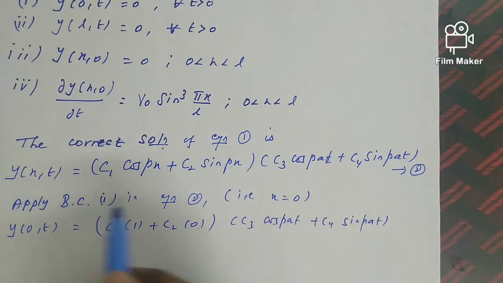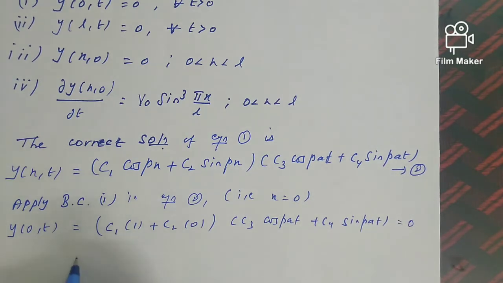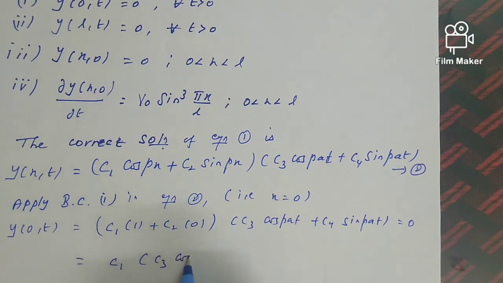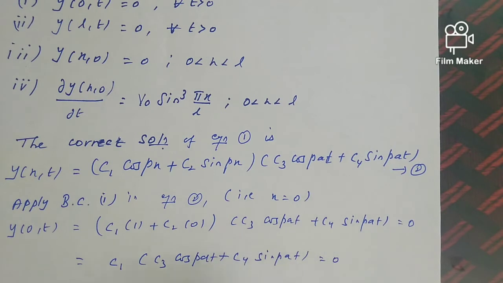equal to what? Equal to 0. That is our boundary condition. So in this one we can get C1 into C3 cos pat plus C4 sin pat equal to 0. So from this we have to give the conclusion which one is 0.